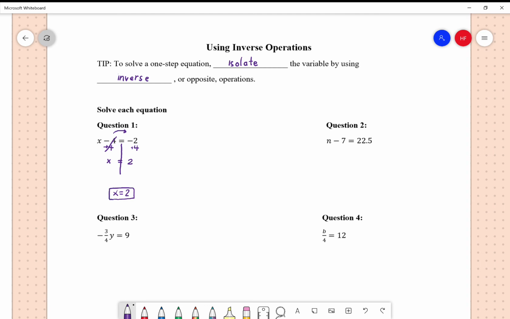Question 2. N minus 7 is equal to 22.5. So here again, we want to get everything over here. I see this is the only thing attached to this side. I'm going to do the opposite operation so that they can cancel. I want to get n plus 0. N plus 0 is the same thing as n. So n equals, and then 22.5 plus 7, I get 29.5, and that's my final answer. Once you have your variable completely by itself on one side of that equal sign, that's your final answer.